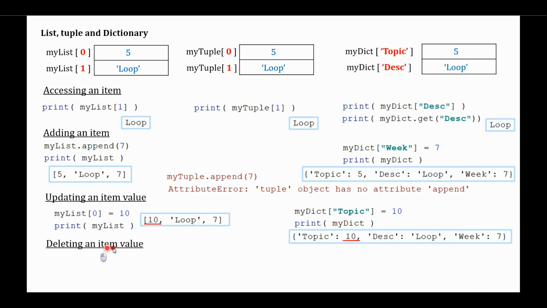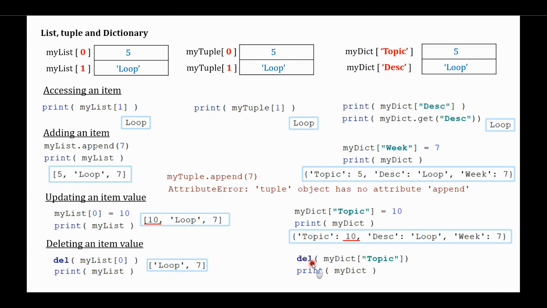How do we delete an item from the list and dictionary? For list, you use the del statement. So you use del and put the element you want to delete. In this case, if I want to delete this element 5, del element 0. When you print the list, you find that now there are only two elements, "loop" and 7. And take note that now "loop" is the first element. It is accessed using position 0. It's no longer using position 1.